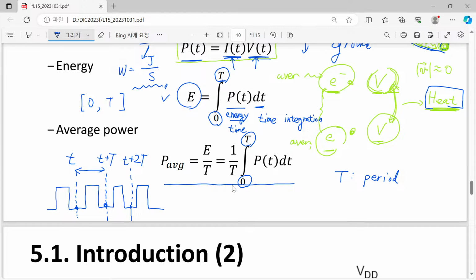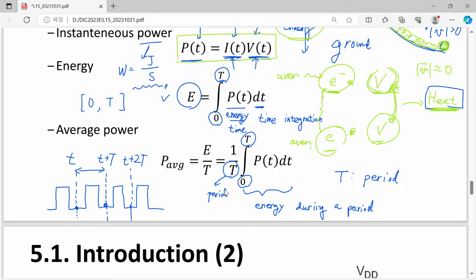In this case, we can make an average. Here you can see this is the energy dissipation during a period, and this is divided by the period. So it will give us the average power dissipation in a period. So we will have the average value.